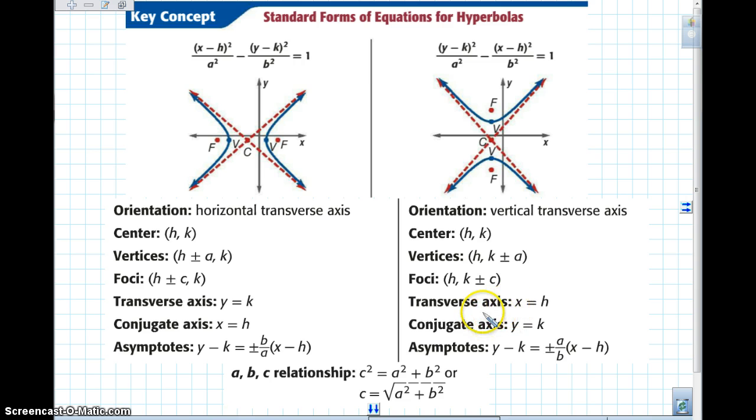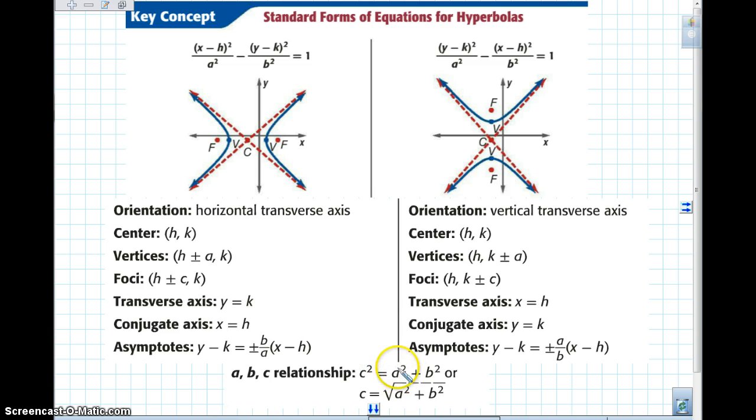And of course your transverse axis and your conjugate axis are reversed. So your transverse axis is going up and down and your conjugate axis is going left and right. But your asymptotes are pretty much exactly the same. Notice there's no change in the formula for the asymptotes. And in both cases, we have to reorder our a squared, b squared, and c squared.